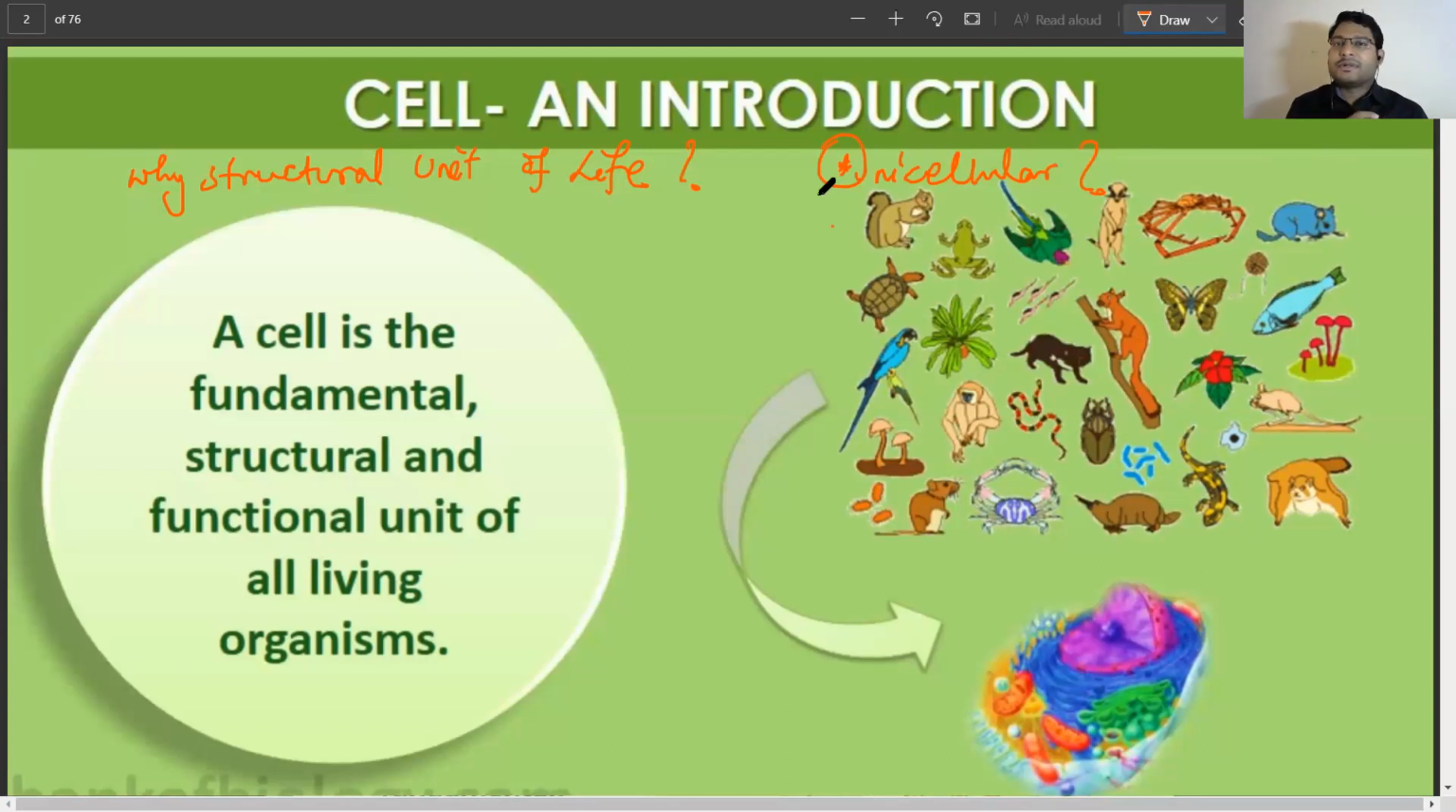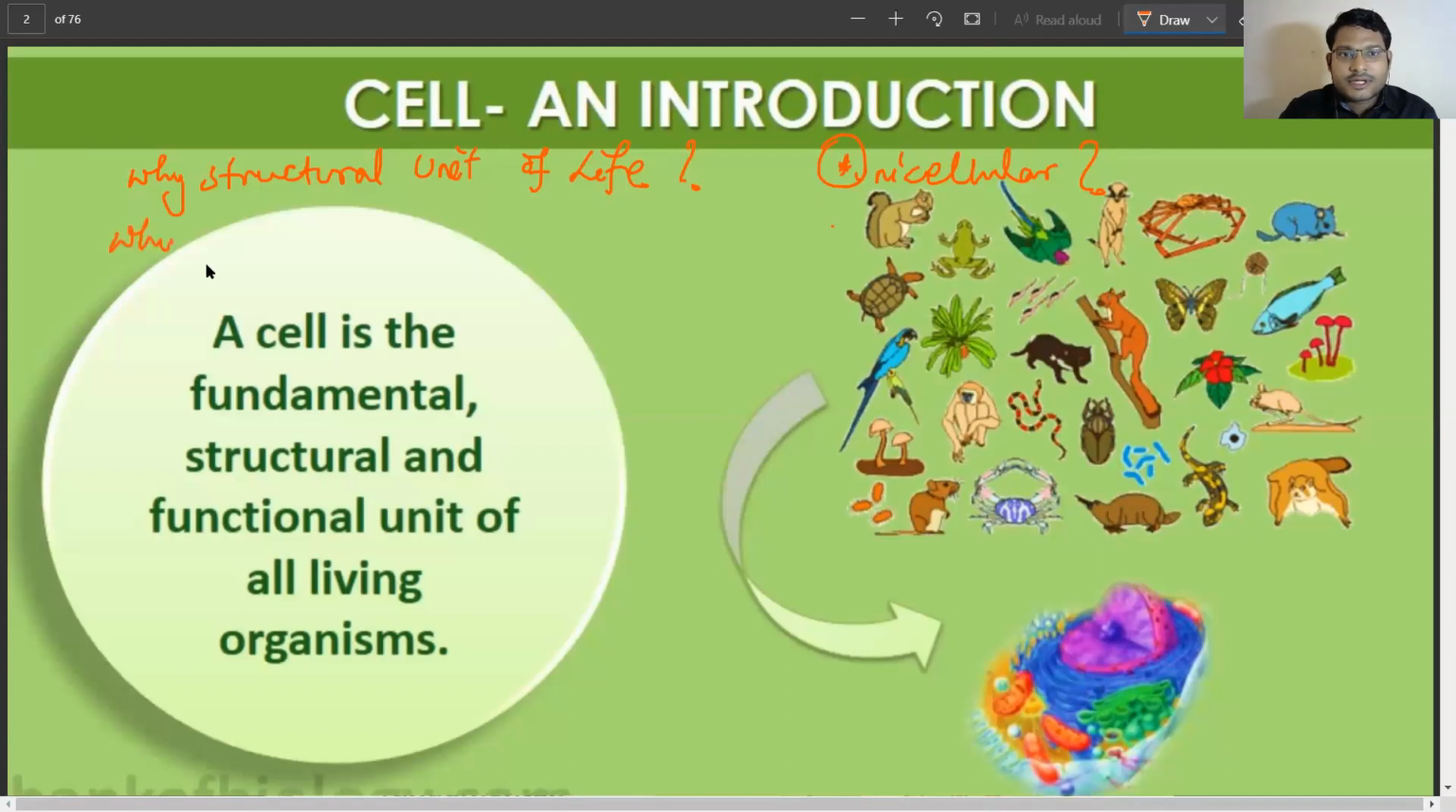Similarly, here also, when we talk about organisms, whether unicellular or multicellular, structurally they are all made up of the cell. Yes, in case of unicellular, it is made up of a single cell. In case of multicellular, it is more than a single cell. But all of them are made up of this repetitive unit called the cell. And that is why these are called the structural unit of life. Clear on that?